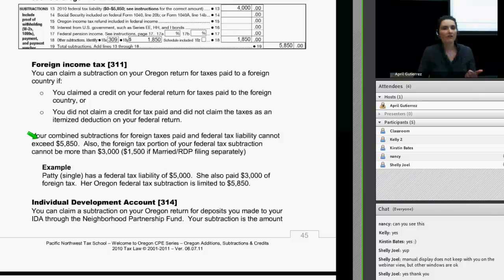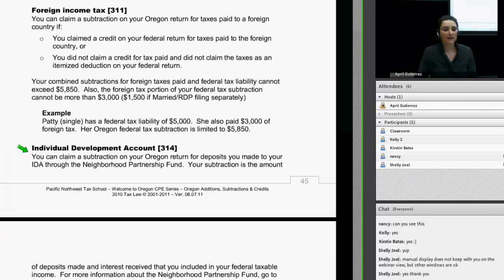So if you claim a federal credit, you can go ahead and claim an Oregon subtraction of up to $3,000. If you claimed an itemized deduction instead, then you would not claim an Oregon subtraction. Your combined subtractions for foreign taxes paid and the federal tax liability cannot exceed $58.50. Also, the foreign tax portion of your federal tax subtraction cannot be more than $3,000 or half that amount for married filing separately. Here is an example.